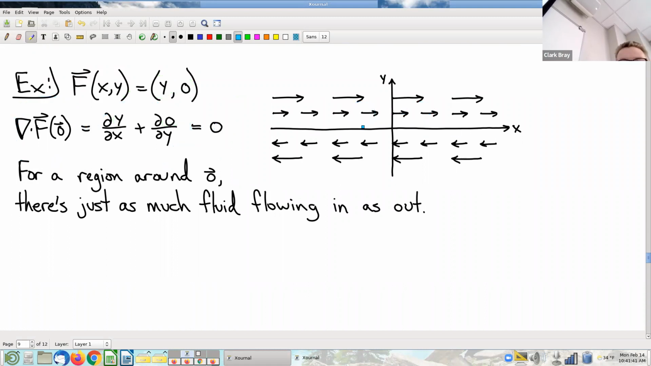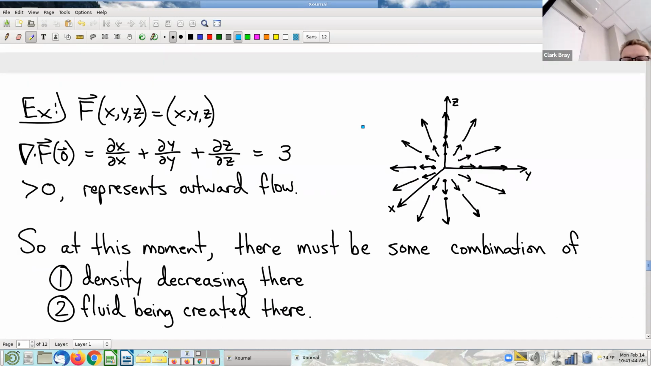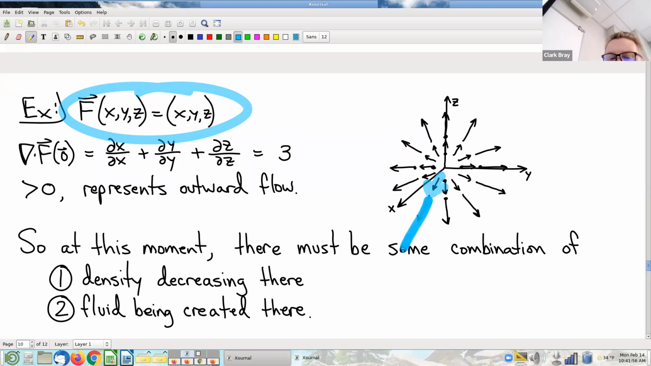All right, another example. Think about this vector field. And here I did draw one three-dimensional. So that vector field we've seen before, where the field vector is the position vector. We know that that's an outward flow. And not only is it outward, but the further you are away, the longer the field lines are, right?